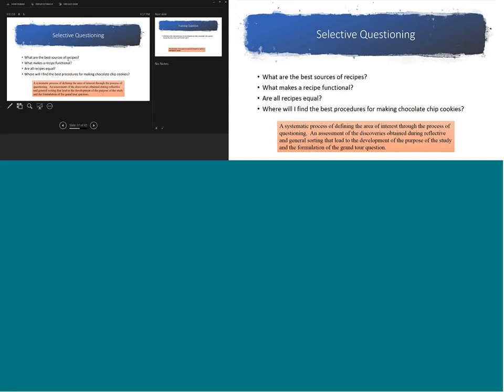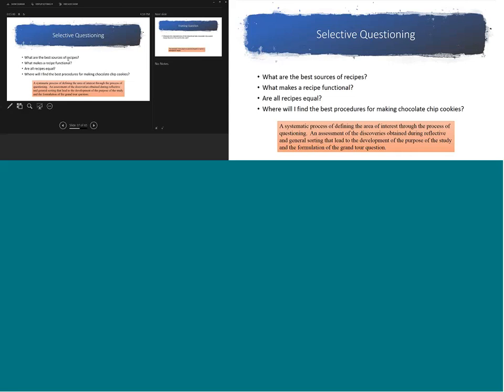I'm sensitized. I've done some sorting. Now I'm just trying to figure out how I'm going to go after my data. And this is really a systematic process of defining the area of interest through a process of questioning. An assessment of discoveries obtained during reflective and general sorting lead to the development of the purpose of the study and the formulation of the grand tour question, that overarching question.